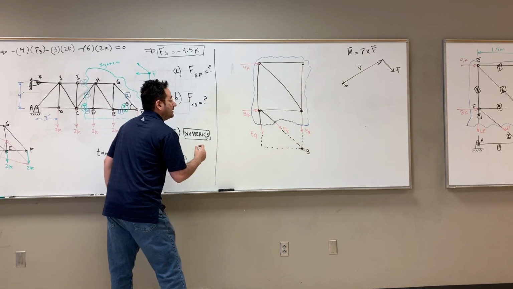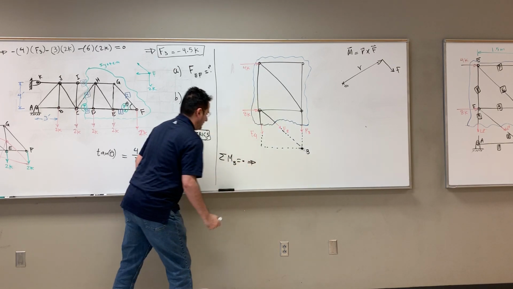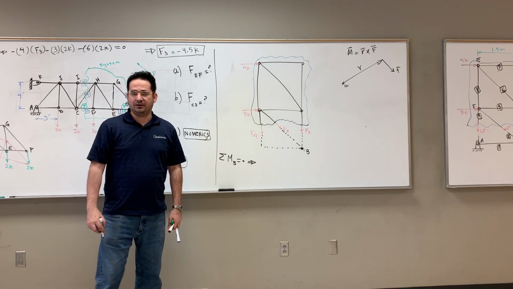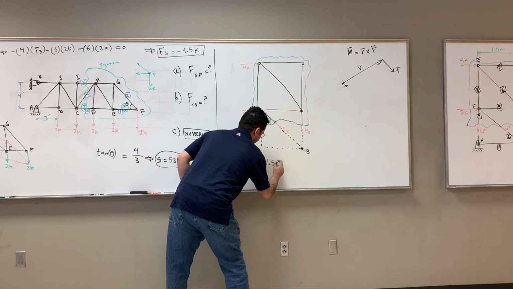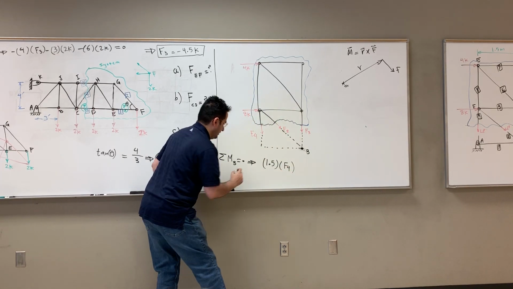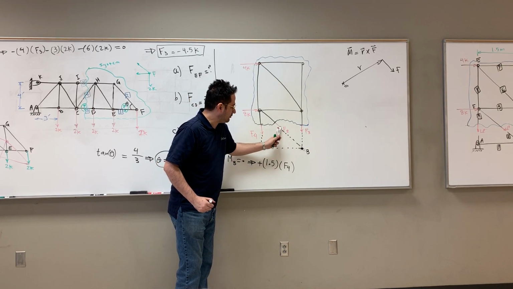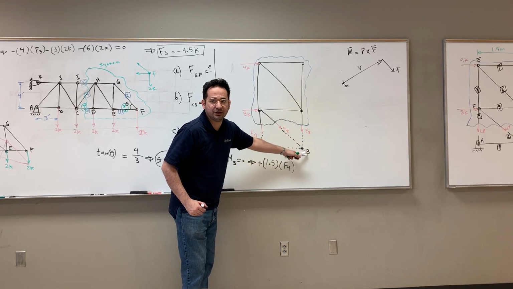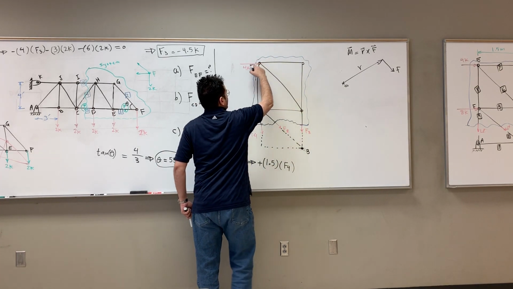So tell me, write the summation of moments about B equals 0. Tell me to complete this line. Let's start with F4. 1.5 times F4. Yeah, this distance is 1.5. 1.5 times F4, positive or negative? Positive. Then you go to the next one. Moment of F2 with respect to B, 0. Next one. F3 with respect to B, 0.